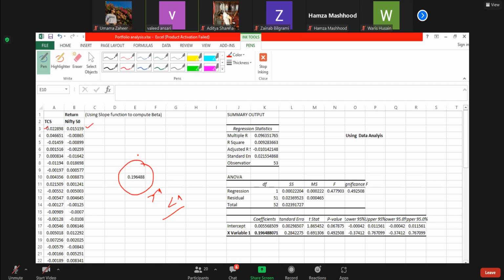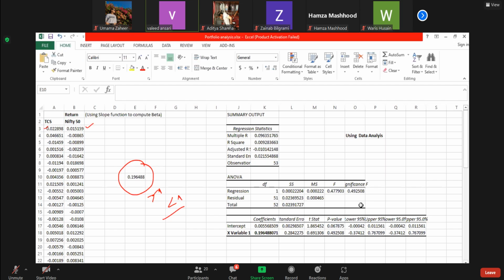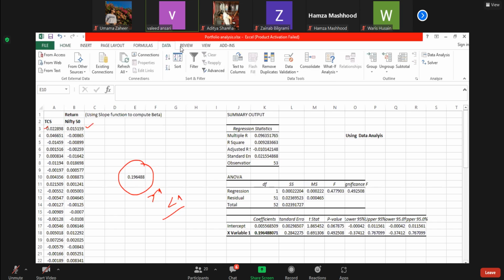Same way, there is also a function in Excel which can be used, which is data analysis, which gives the entire alpha, beta, and all these things. So like, there is a data analysis here.